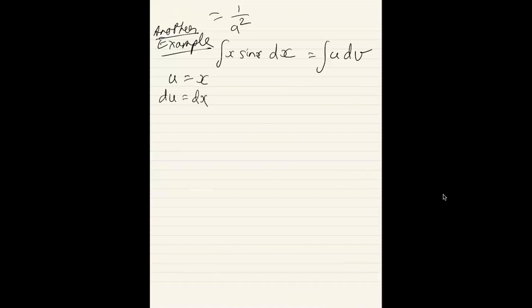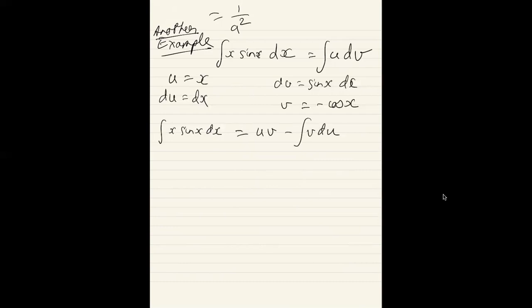And this first term doesn't have to be just x, it could have been x squared. And we have dv is equal to sine x dx. So what does that mean? That means v must be minus cosine of x, right? So now we can use these rules. And in this case, we are doing an indefinite integral, so no limits. So integral x sine x dx will now be uv minus integral v du.